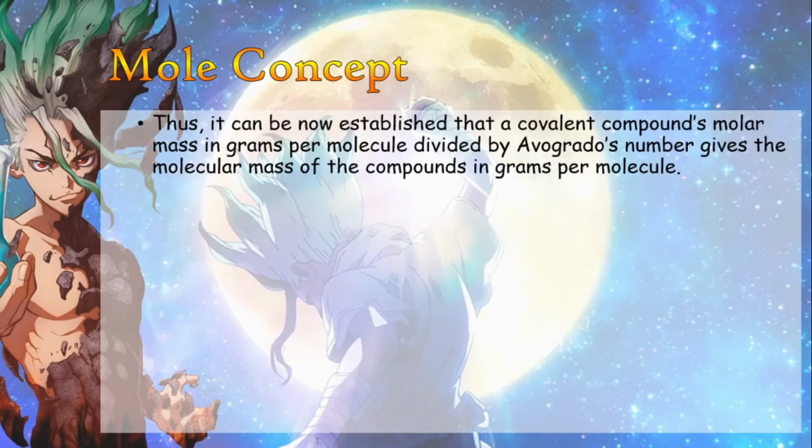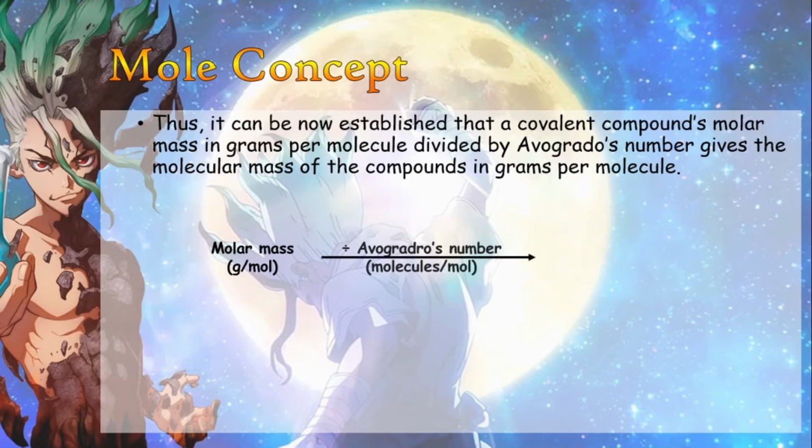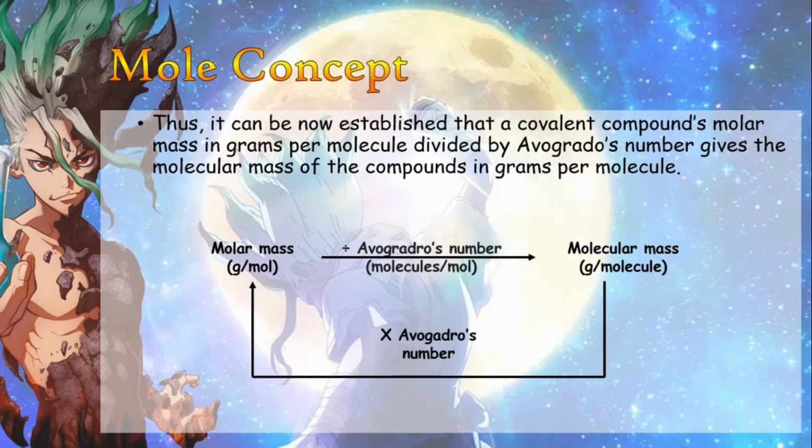Thus, it can now be established that a covalent compound's molar mass in grams per mole divided by Avogadro's number gives the molecular mass of the compound in grams per molecule. So, molar mass, in units of gram per mole, divided by Avogadro's number, which is in molecules per mole, is equal to molecular mass. The unit is gram per molecule. So if the molecular mass is multiplied by Avogadro's number, you will get in reverse the molar mass.